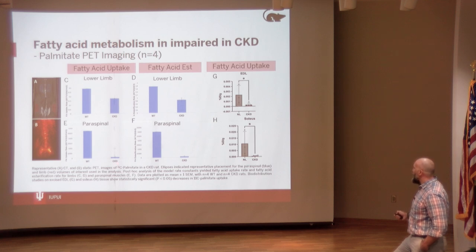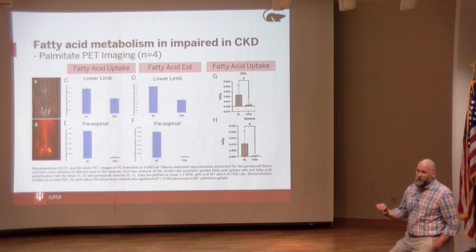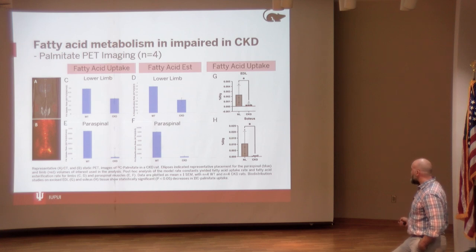And then when you look at fatty acid esterification, that process of making the triglycerides, that was down in the lower limb for CKD as well as in the paraspinals. So this is just looking at a normal CT with the overlay of the PET imaging. And then we also did a different technique here where you excise the muscle and then you assess it specifically within that singular muscle. Same thing, down in CKD for EDL and soleus.